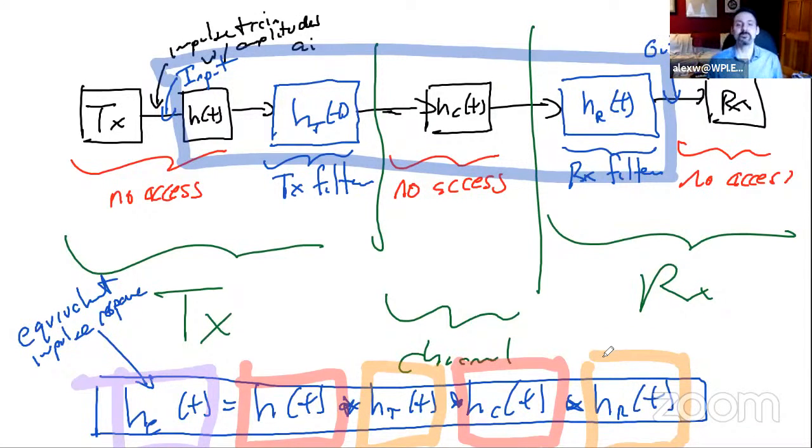So if I have some really bad thing happening in the channel, and I have a rectangular pulse shape, and suppose I have a target H_E of t, what I would like to do is create an H_T of t and an H_R of t to convolve with what I cannot control to yield H_E of t. All right? So that's the goal. There's a number of ways of doing that, right?